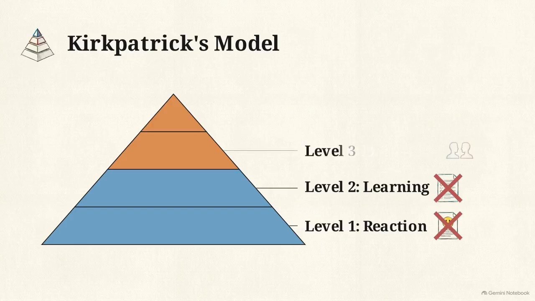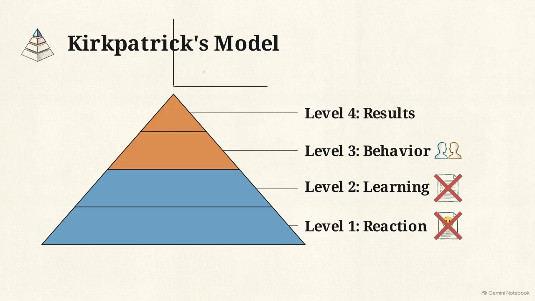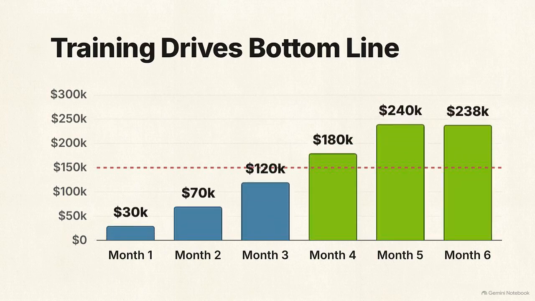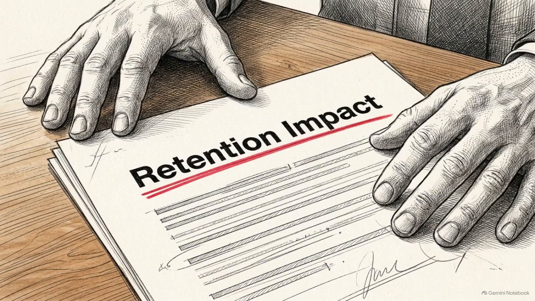Level 3 measures behavior, whether managers are actually applying the feedback framework at work. Level 4 measures results, linking those behavioral changes to upward trending graphs in retention and productivity. Measuring at these higher levels equips you with the data needed to show stakeholders how a training program affects the company's bottom line. It provides the evidence to show if the talent bleed is actually being addressed.